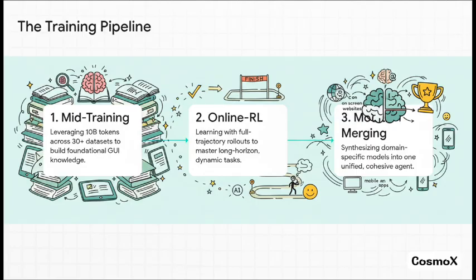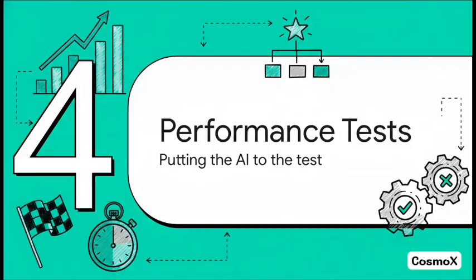And finally, model merging. They took 3 specialized AIs, one that was an expert at grounding, one for web apps, and one for mobile apps, and they merged them all into one unified super agent. So it's this combination of massive book smarts, strategic, real-world practice, and then bringing together a team of experts that makes it so powerful.